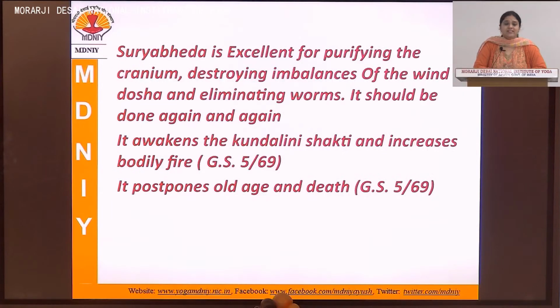Now this is excellent for Vata related disorders. It is excellent for increasing heat, the fire in the body, because it is suryabhedi. It activates the Surya Nadi, Pingala Nadi. So this should be done for Kundalini Shakti also. It can postpone old age and death, as mentioned in the yogic texts, but it is also very good for eliminating cold from the body. Basically, for all Vata related disorders this practice is very beneficial. Hypertensive patients should be very careful about this practice.